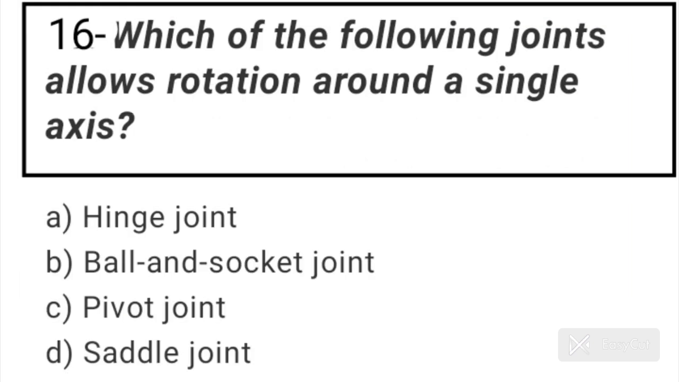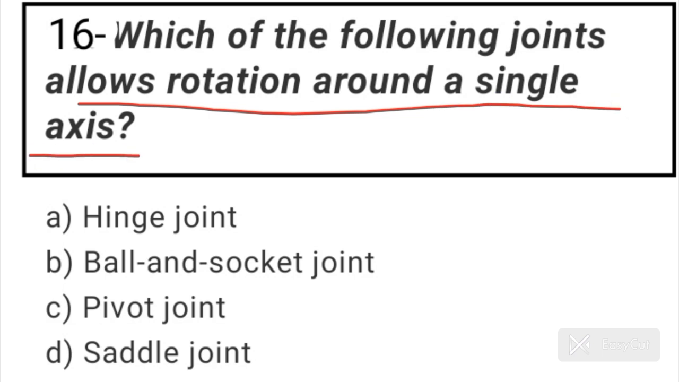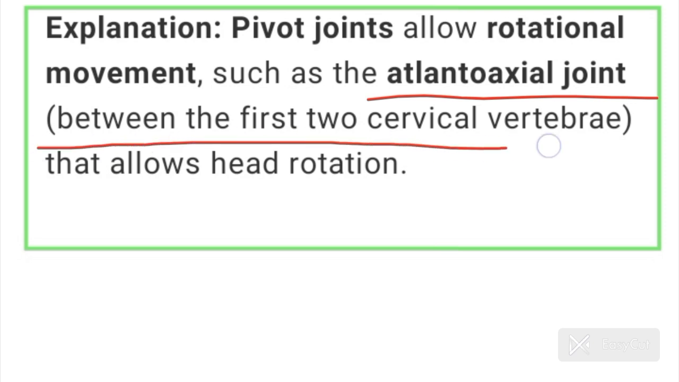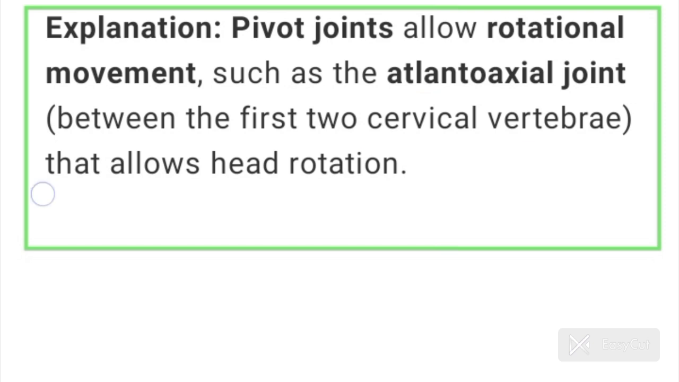Question number 16. Which of the following joints allows rotation around a single axis? Option C is correct here. Pivot joint present between atlas and axis. It allows rotation around a single axis. Pivot joint allows rotational movement such as the atlantoaxial joint. Atlantoaxial joint means between the first two cervical vertebrae. So pivot joint is present between the first two cervical vertebrae, that is atlas and axis. And pivot joint allows head rotation.